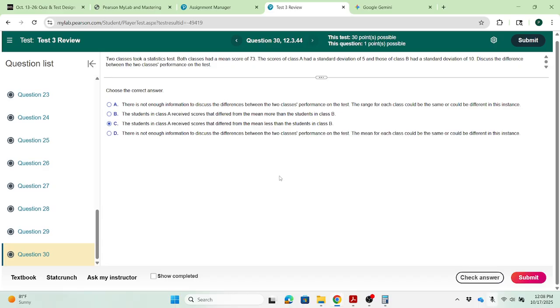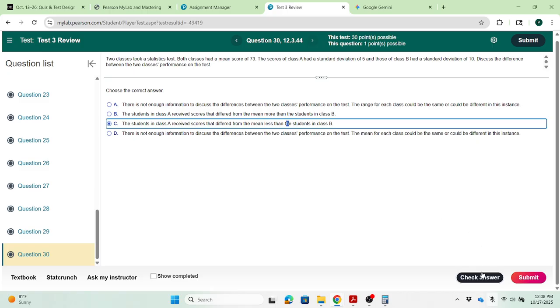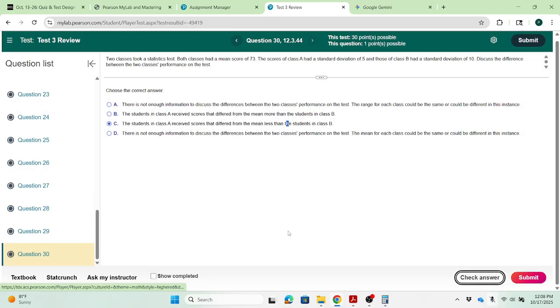Two classes took a statistics test. Both classes had a mean score of 73. The scores of class A had a standard deviation of 5, and those of class B had a standard deviation of 10. So both have the same mean of 73, but one has a lower standard deviation than the other. So how do you compare this? The student in class A received a score that differed less from the mean than the student from class B. So that's the test 3 review.